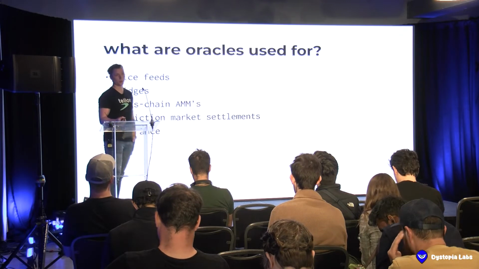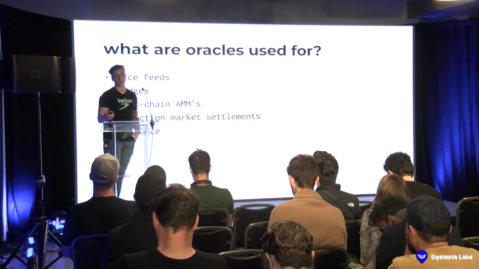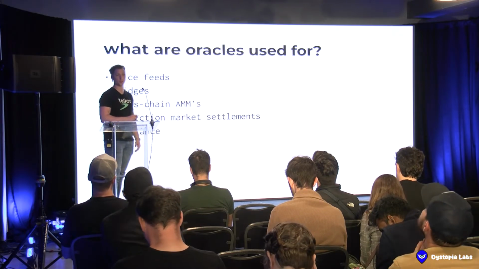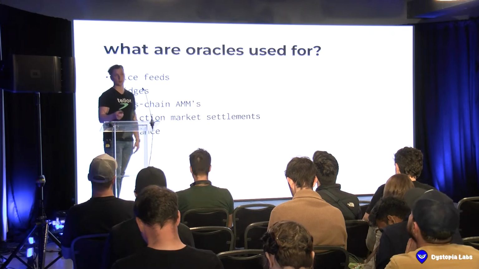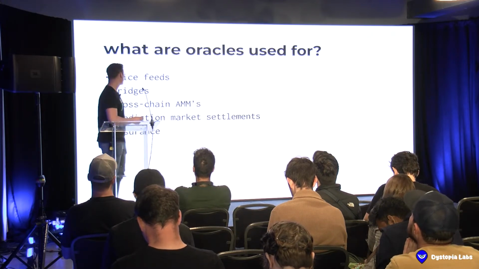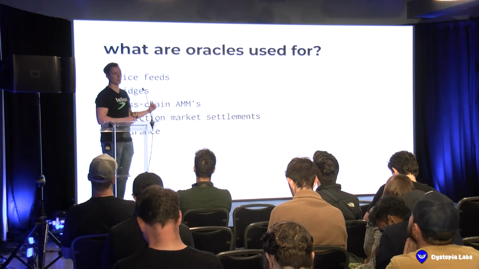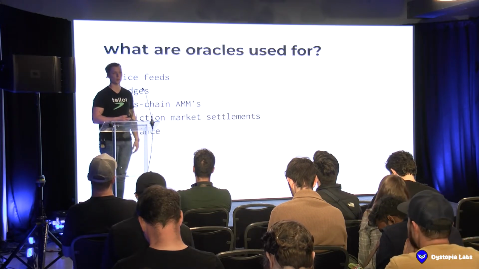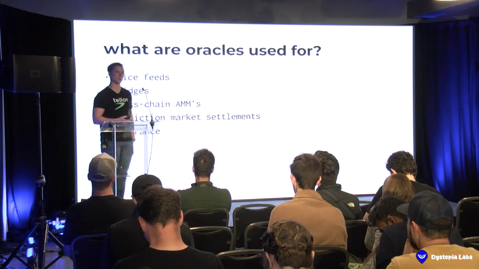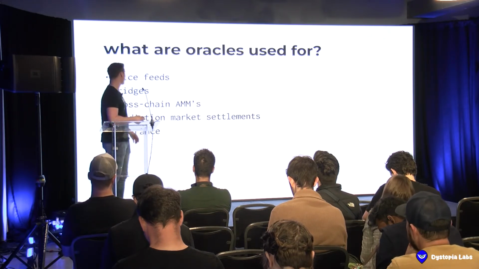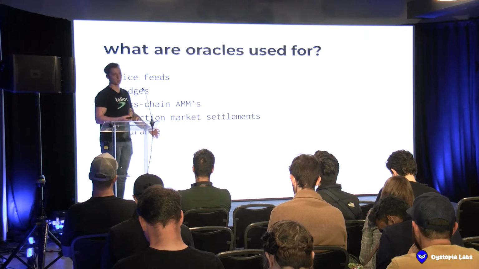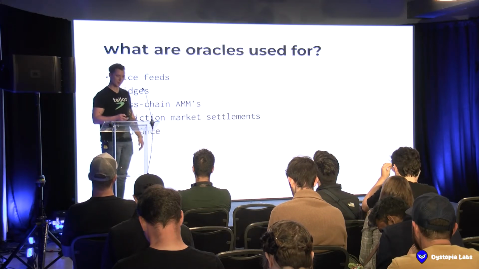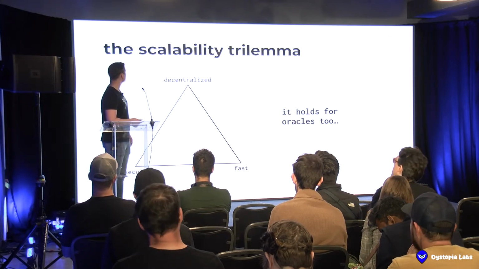Other use cases people are now starting to experiment with are bridges. If you're building a bridge to Bitcoin, you need an oracle. You can pass block headers back and forth. You can also do cross-chain AMMs. With Thorchain, if you have a liquidity pool on two different chains and you want to pass assets back and forth, you use oracles. Other things include prediction markets and insurance. I'm sure you know most of those.